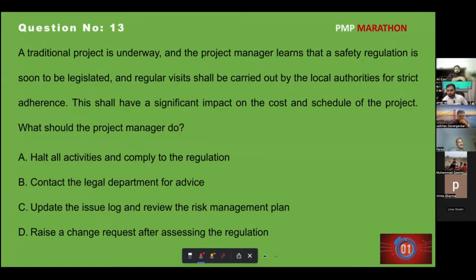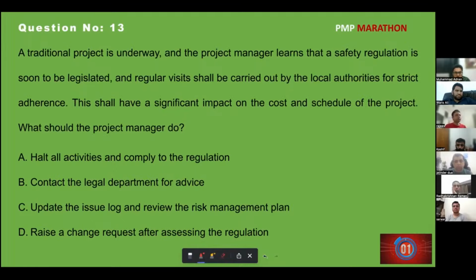Ashraf? Yes, sir. Solve. What should the project manager do? A traditional project is underway, and new safety regulations are soon to be legislated, and regular visits shall be carried out by local authorities for strict adherence. This shall have a significant impact on the cost and schedule of the project.